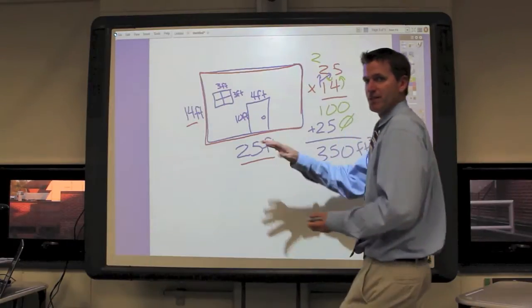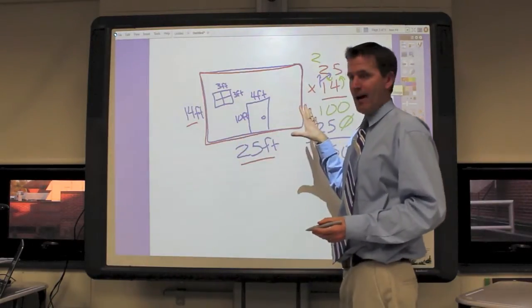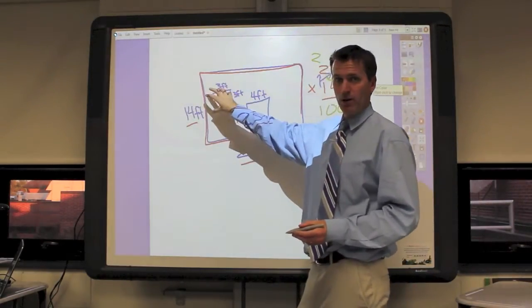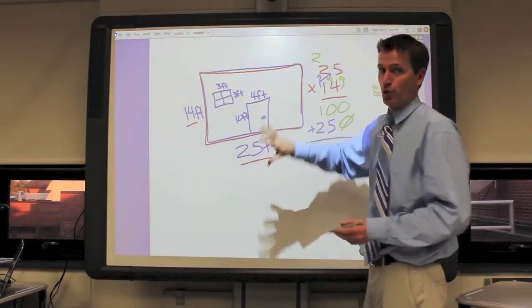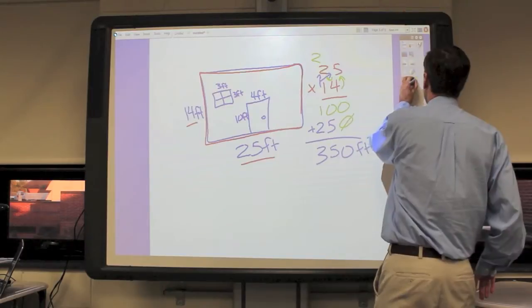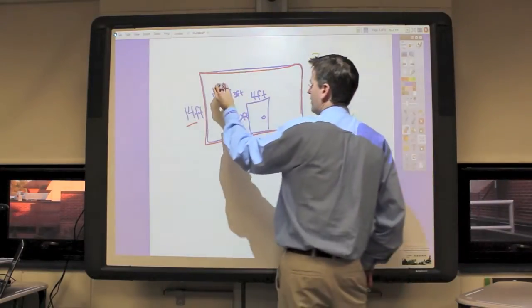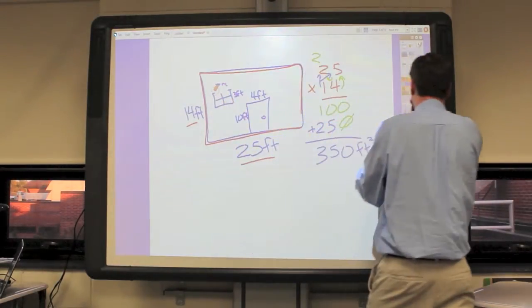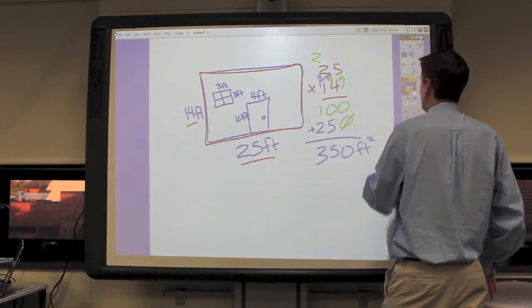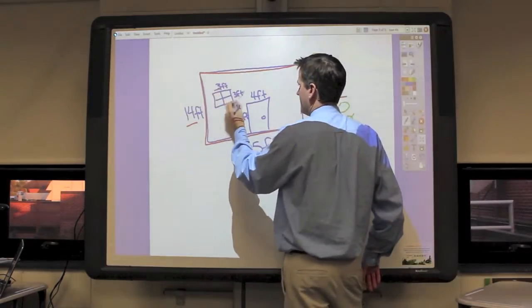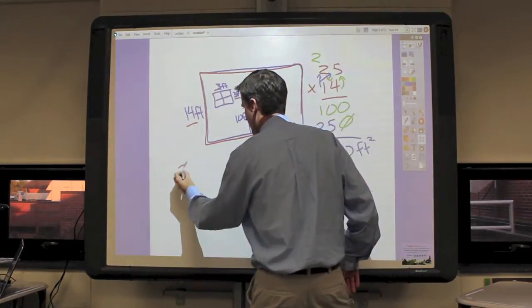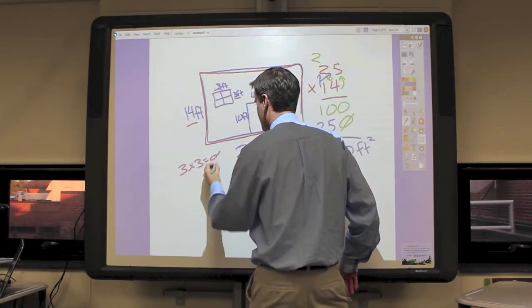So we found our surface area of the entire wall, and now we have to find the surface area of our window, and we need to find the surface area of our door, and we need to subtract that from our total surface area. So the first thing I'm going to do is our window, which is a 3 by 3, okay? A 3 by 3. So it will be 3 times 3 equals 9, right?